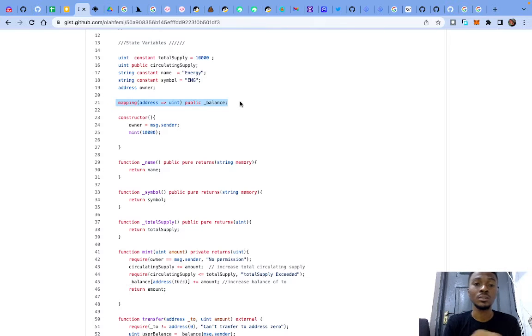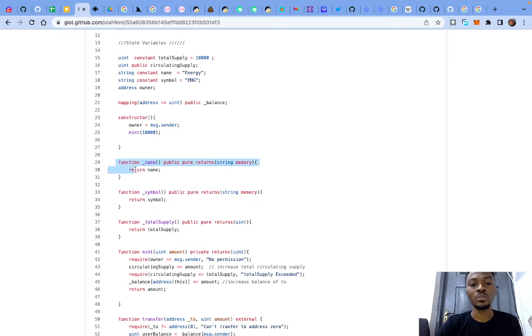So this mapping helps us capture a relationship between the address of a user and the person's balance. Okay, and in this constructor, we are capturing the address of the deployer of this contract, the first person to interact with this contract. And later you are going to see our mint function, and I decided to mint immediately the contract is deployed.